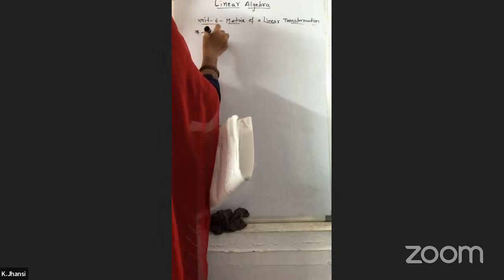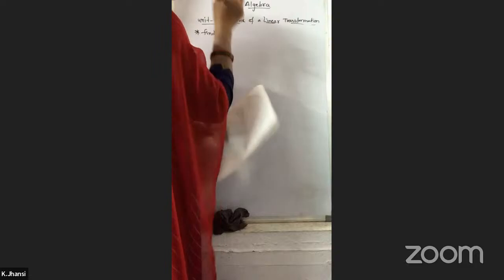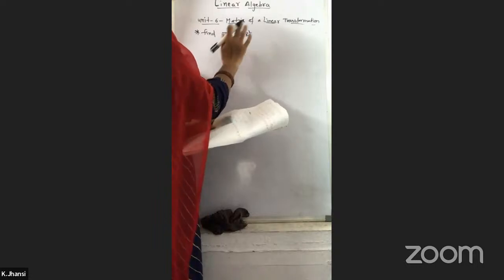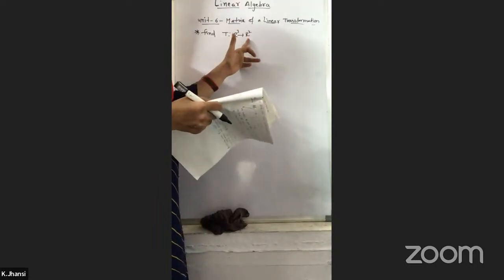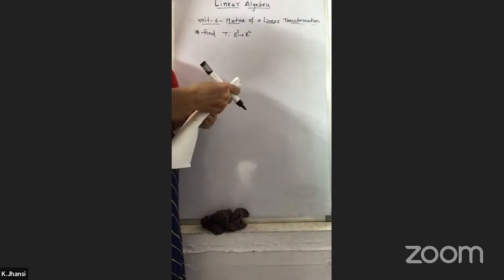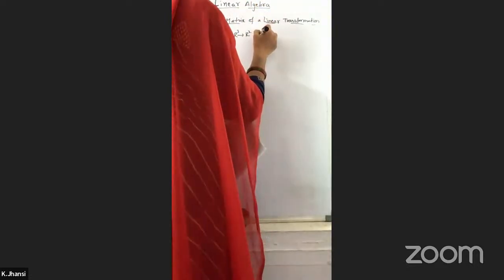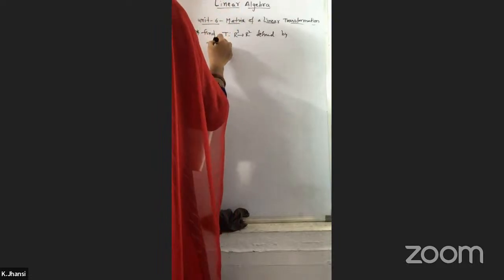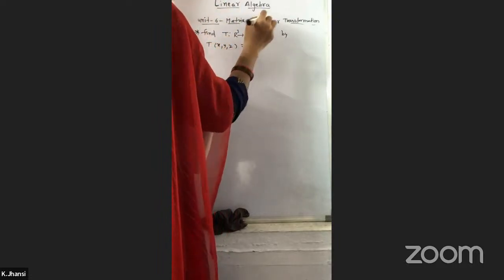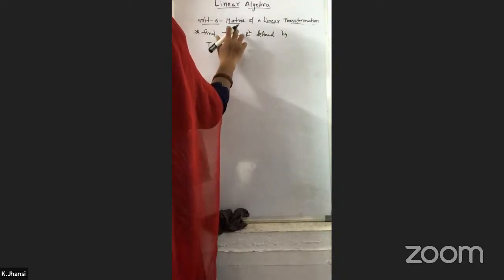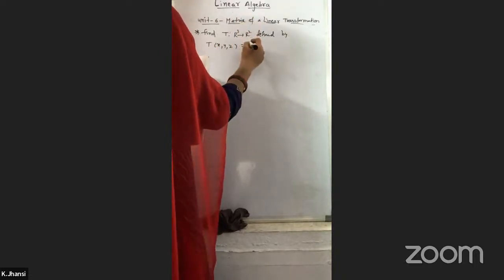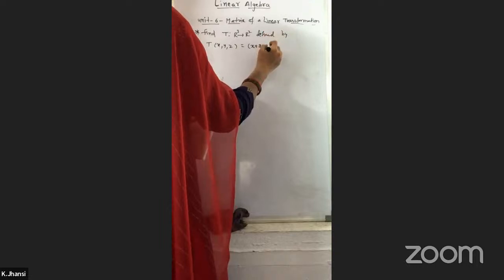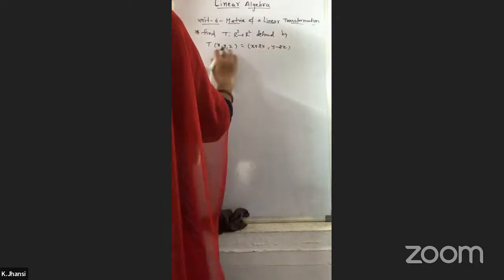Find T from R3 to R2. Here, 3 elements will be there in the domain and 2 elements in the codomain. In the given definition also we can see, defined by T of x comma y comma z equals x plus 2y comma y minus 2z. Here there are 3 elements, 1, 2, 3, and R2 means only 2 elements will be there. So this is the relation of T.